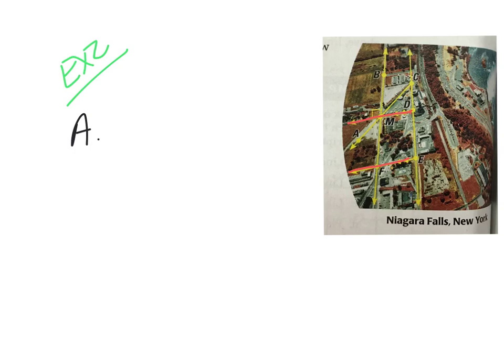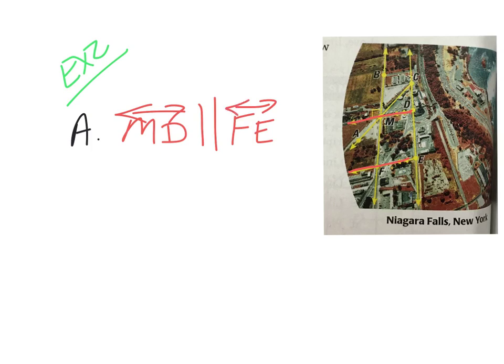So you would say for A, and they actually have it as MD, but you can write DM, it doesn't matter, is parallel to FE. Two lines between the two means parallel. Good. Does that make sense?